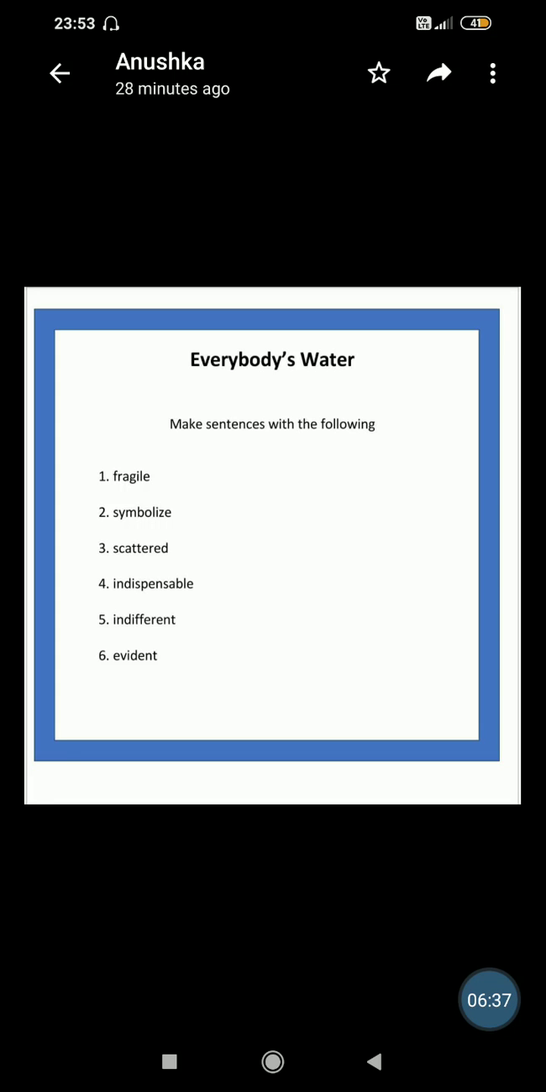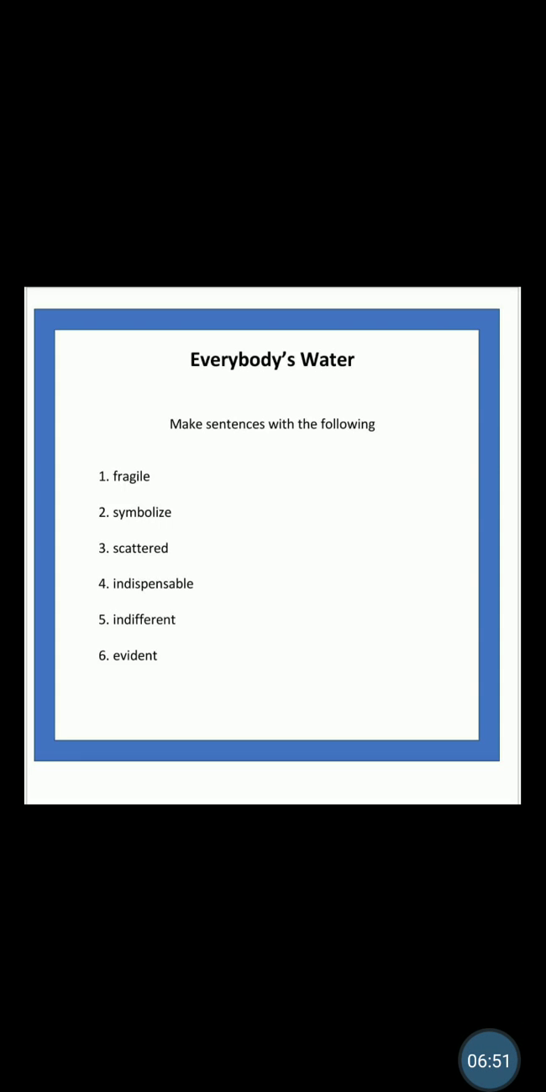Now the next word is evident. Now what do you mean by evident? Obvious. Evident means obvious, clear. It is evident that we have a holiday on Gandhi Jayanti. It is evident that we have a holiday on Diwali. It is evident that we don't work on Sunday. It is evident that we must work hard. It is obvious.